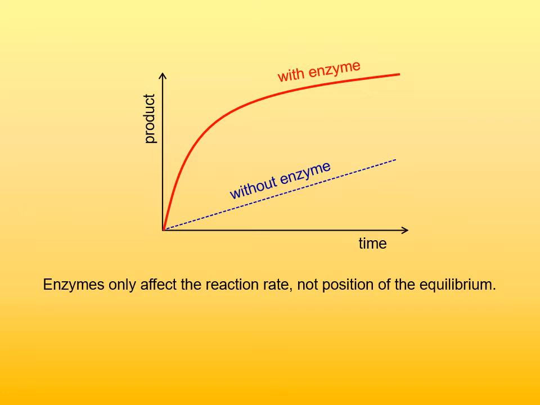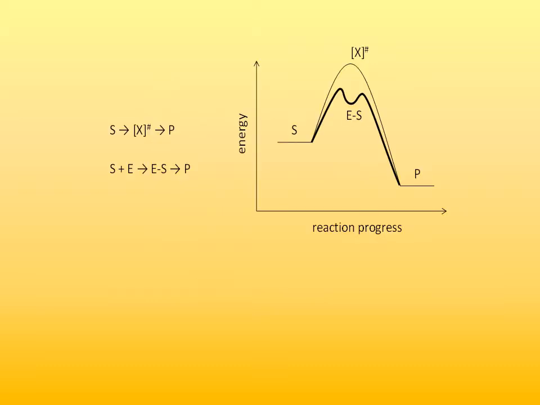So, as I already mentioned, enzymes only affect the reaction rate, how fast equilibrium is reached, not the position of that equilibrium. When we consider the mechanism of action of enzymes, enzymes act by changing the nature of the transition state. So in a hypothetical reaction where substrate S is converted into product P, there is a transition state X, indicated here as X in square brackets with a double dagger.